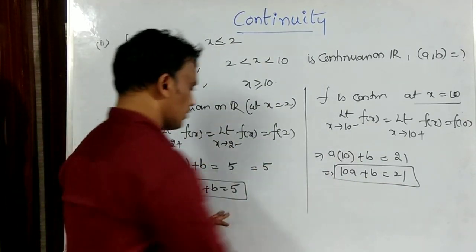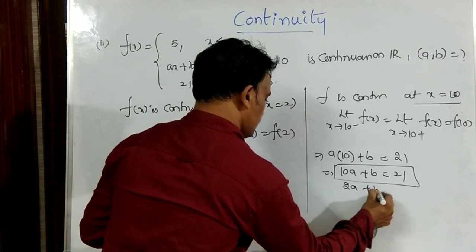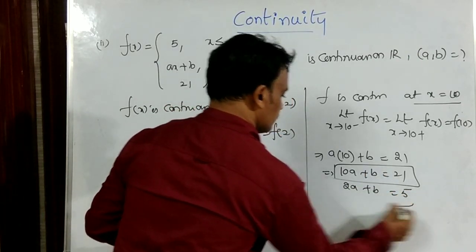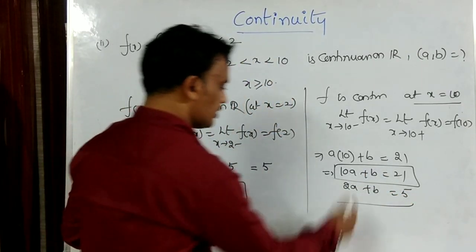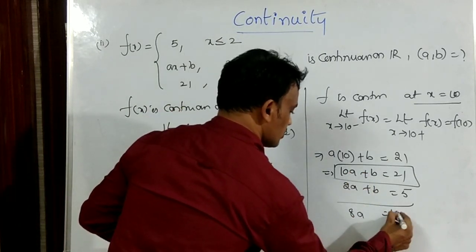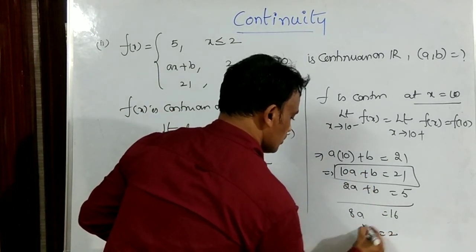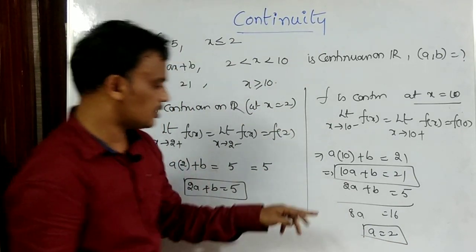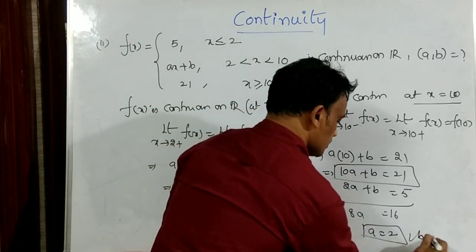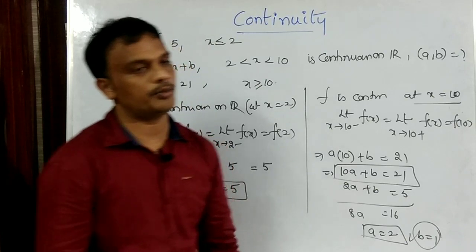Now solving these two, we have 2a plus b is 5. Then subtracting, we get 8a equals 16. Then a equals 2. If a is 2, then the b value is 1. This will be the problem.